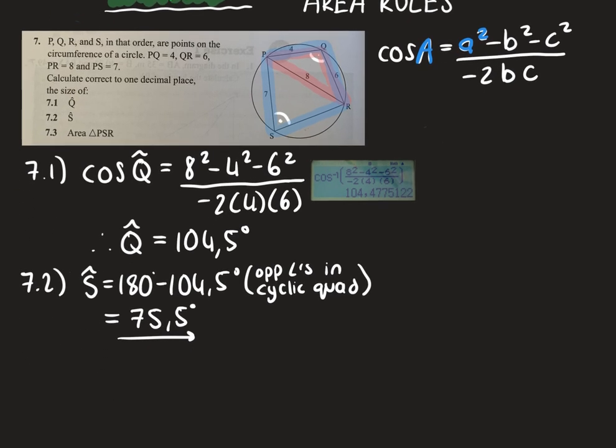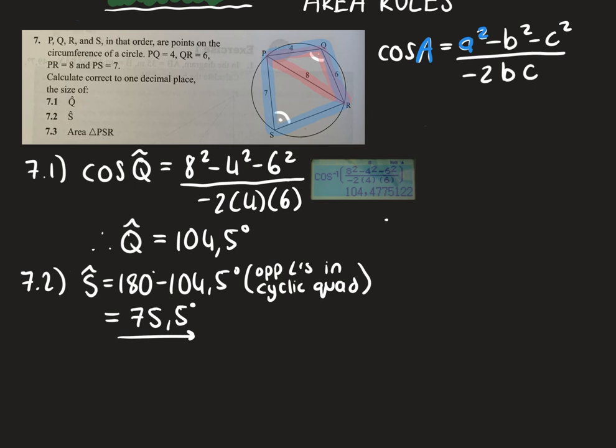So let's have a look. 7.3, we're working out the area of PSR. Okay, so we've got this as 75,5. We've got 8, we've got 7. So we've got this side, we've got this side, and we've got this angle.